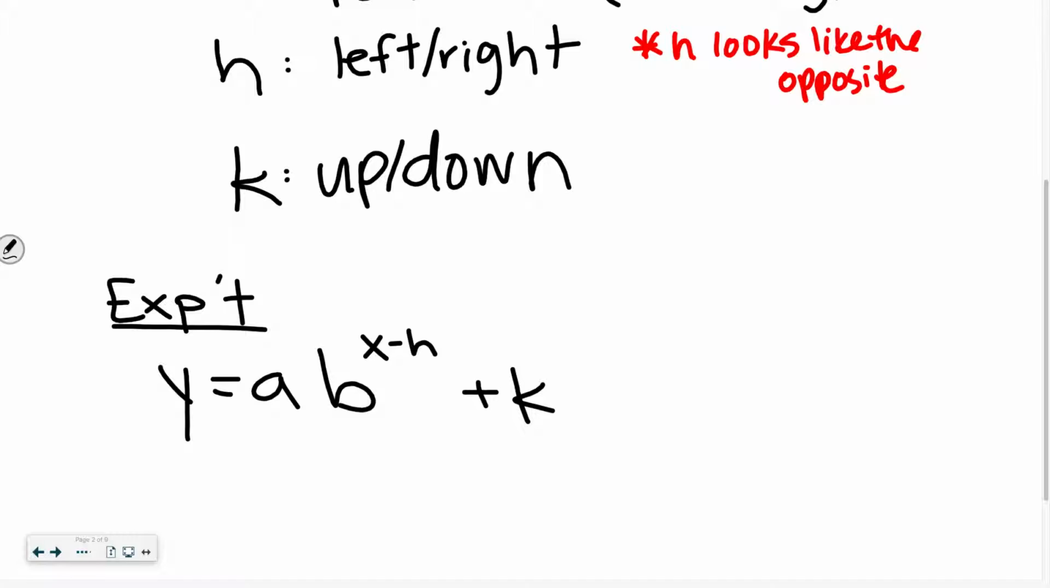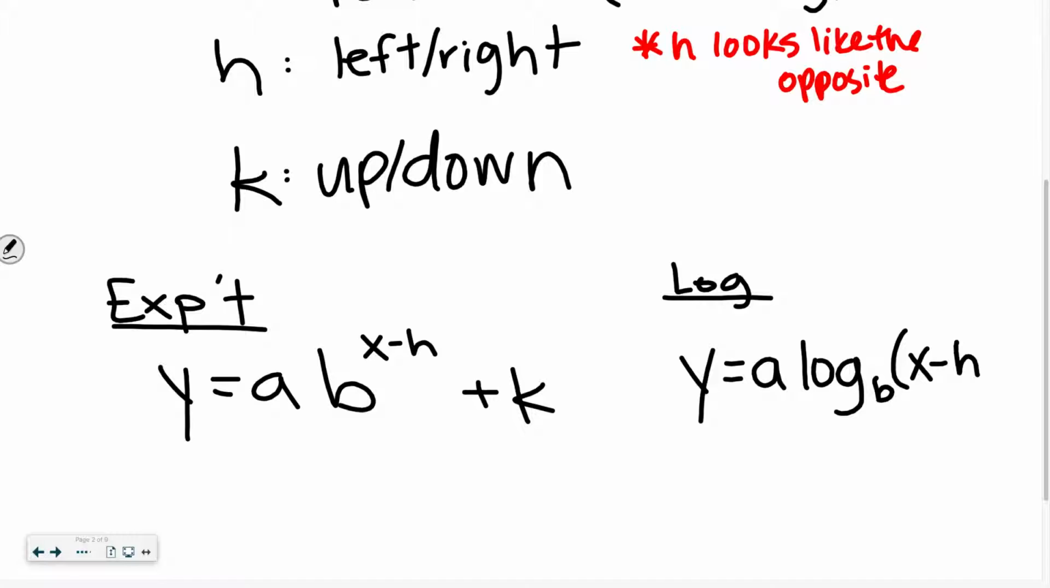If you saw a negative out in front, remember we talked about b has to be a positive number that is not 0 or 1. It can't be negative. If you saw a negative out front in an exponential function, then that must be your a value, so it would be a reflection. Here's your log equation: y equals a times the log base b of x minus h, plus k.